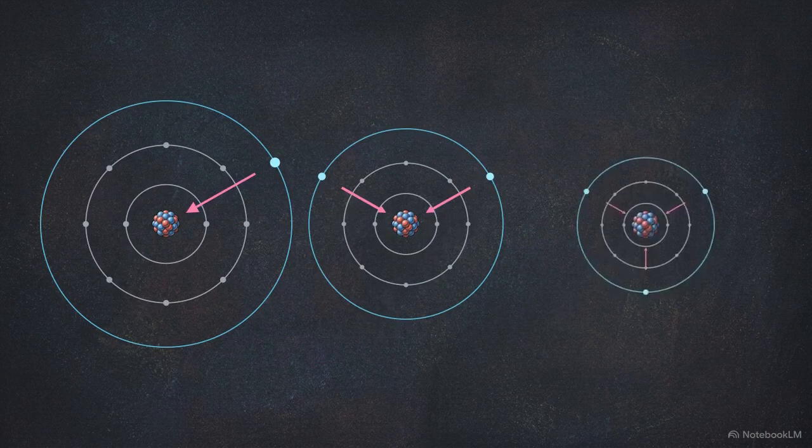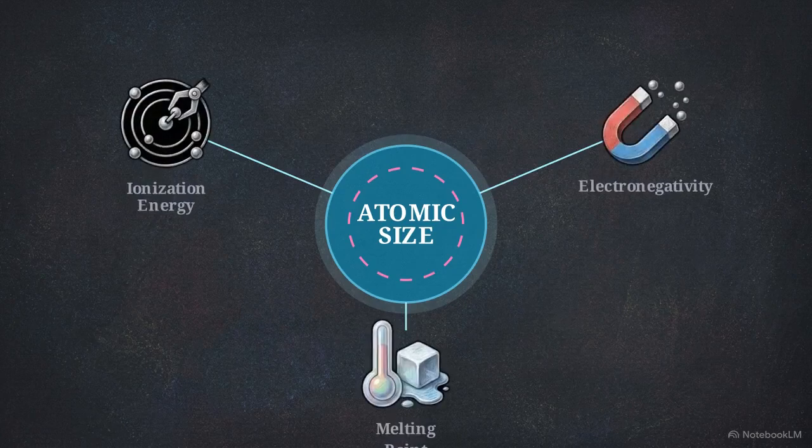Because that inward grip tightens with every step to the right, the physical volume of the atom shrinks. This atomic size is the baseline metric that dictates every other chemical property on the board.